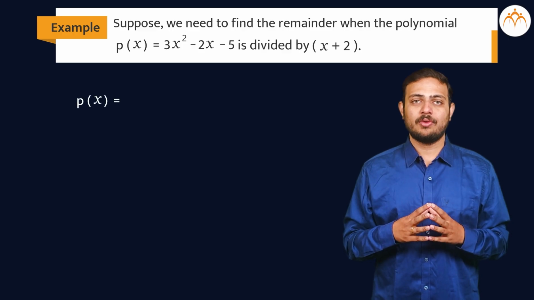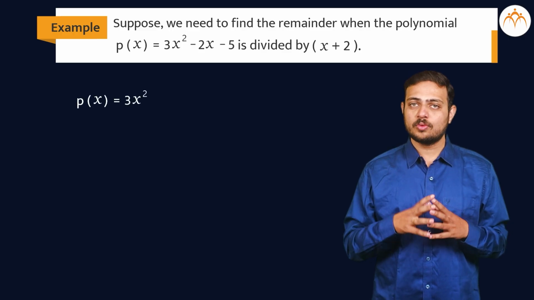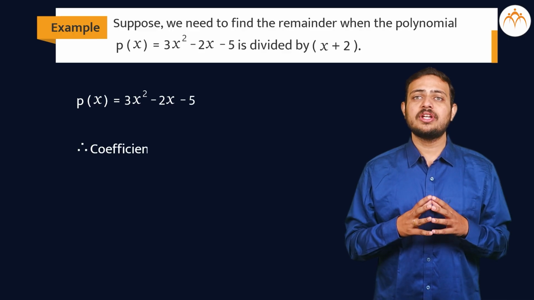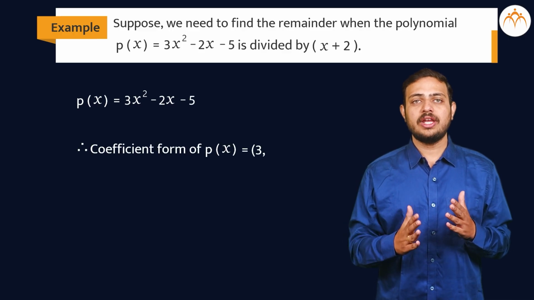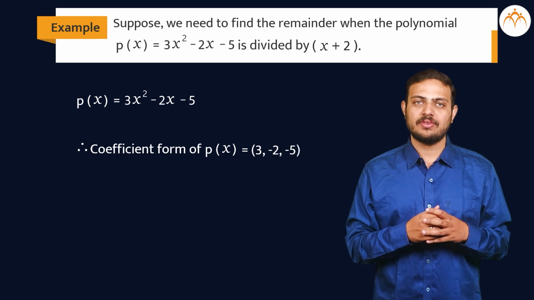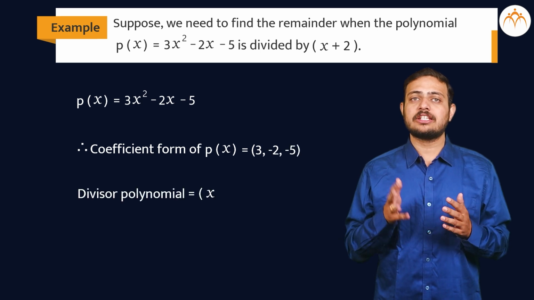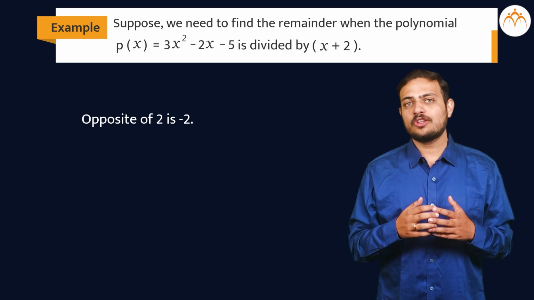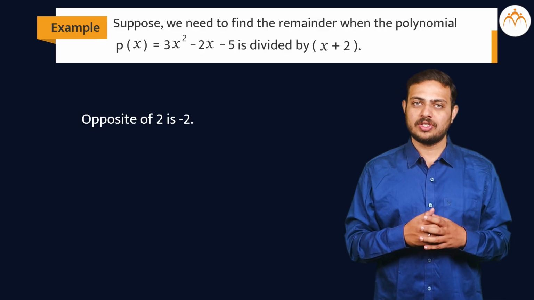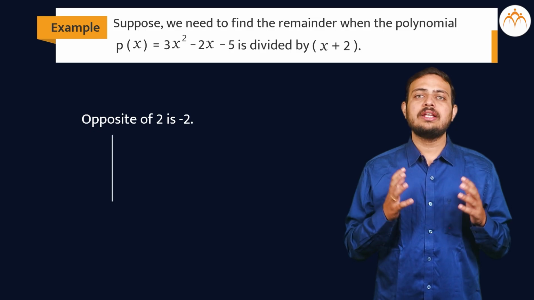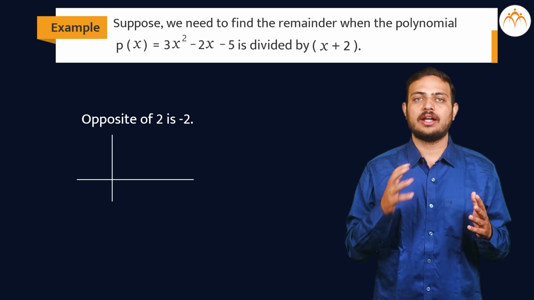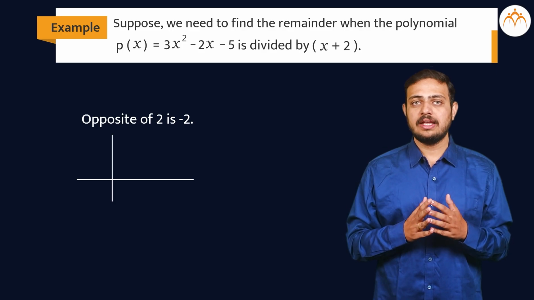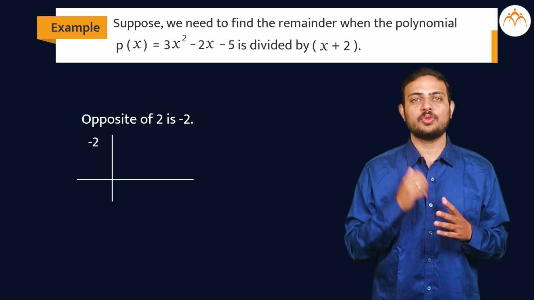p of x is equal to 3 into x square minus 2x minus 5. Therefore, the coefficients from p of x are 3, minus 2 and minus 5. The divisor polynomial is x plus 2. The opposite of 2 is minus 2. Let's solve this using synthetic division. Now, a vertical line and a horizontal line are drawn. The left side of the vertical line is labeled with minus 2.